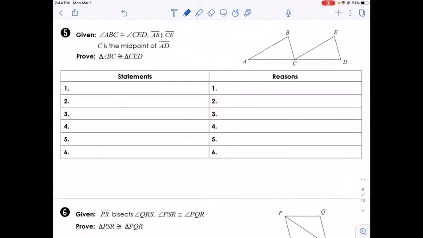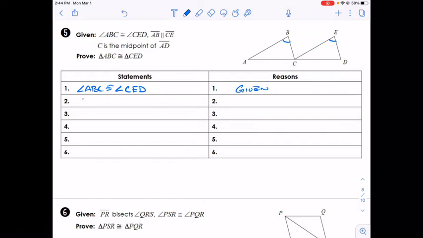All right, let's take a look at the next one. Number 5. We have angle ABC congruent to angle CED. So let's go ahead and write that down. Angle ABC congruent to angle CED. That's given. So let's go ahead and mark it. ABC, which is also the same thing as angle B, congruent to CED, which is the same thing as angle E. Okay, now we got those two marked.